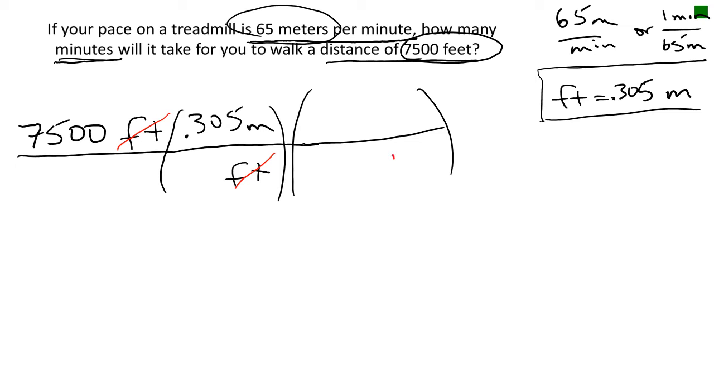My next one here, I'm going to put meters down at the bottom and put minutes up at the top. I'm going to put 65 meters per 1 minute, and I'm going to cross off meters. And so my feet have crossed off, and my meters have crossed off. I'm going to multiply through. My answer is going to be to 2 sig figs from the 7,500, and I'm going to get 35 minutes. Start off with your measured value that is not a conversion, and then use your conversions to get into the units that you want.